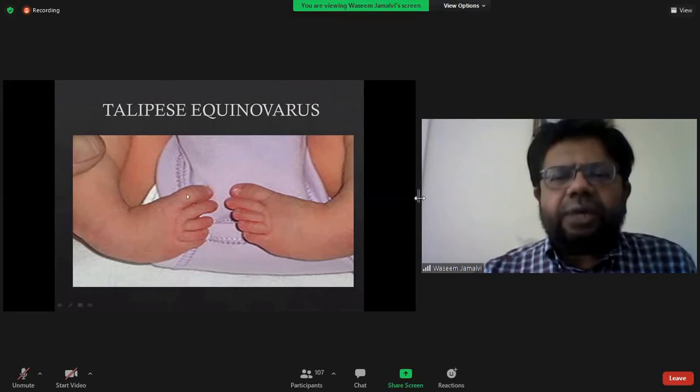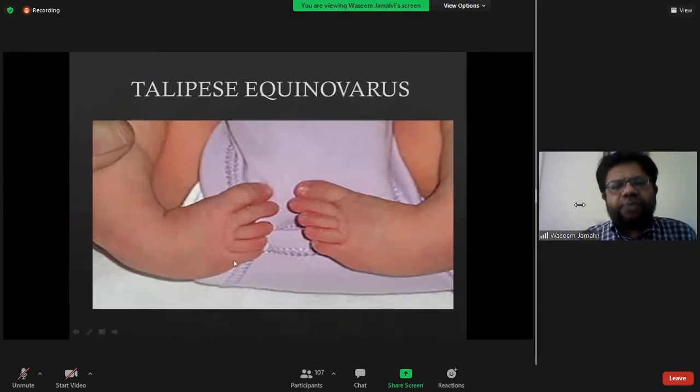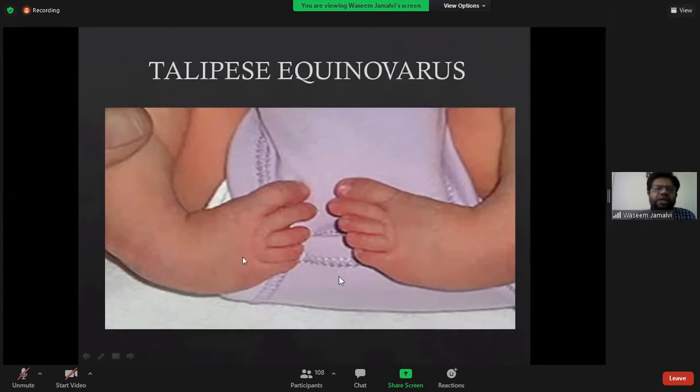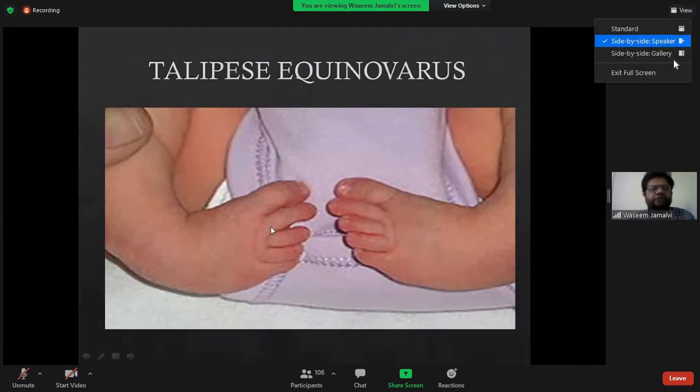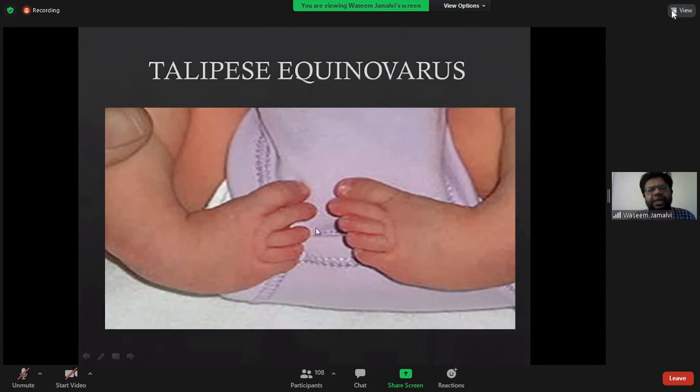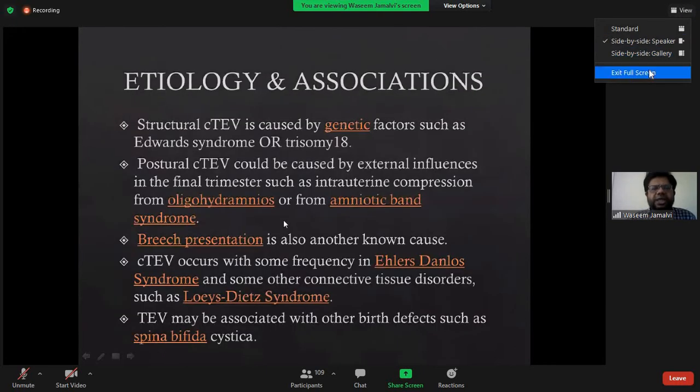But there is a different presentation. Sometimes it is slightly inverted in one foot, or sometimes slightly inverted in both feet, and it's very difficult to pick up in a pediatric or neonatal screening program in a very light form. But if it is like this type of picture, they can be picked up very early and very immediately by any doctor. That is the case of the clubfoot, talipes equinovarus.